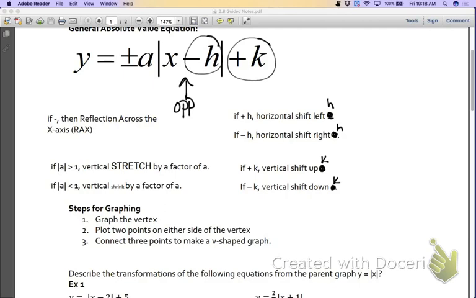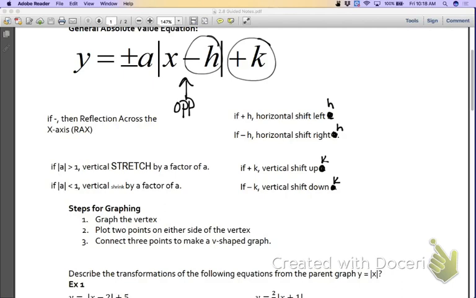Only the K value or your vertical shift is going to be exactly what it is. You're going to take it for what it's worth. If it's positive on the outside, it's going to go up. If it's negative on the outside, it's going to go down. It's only on the inside with your X that it's going to be the opposite. Okay? Inside is always the opposite value. If it's negative, you go right. If it's positive, you go left.